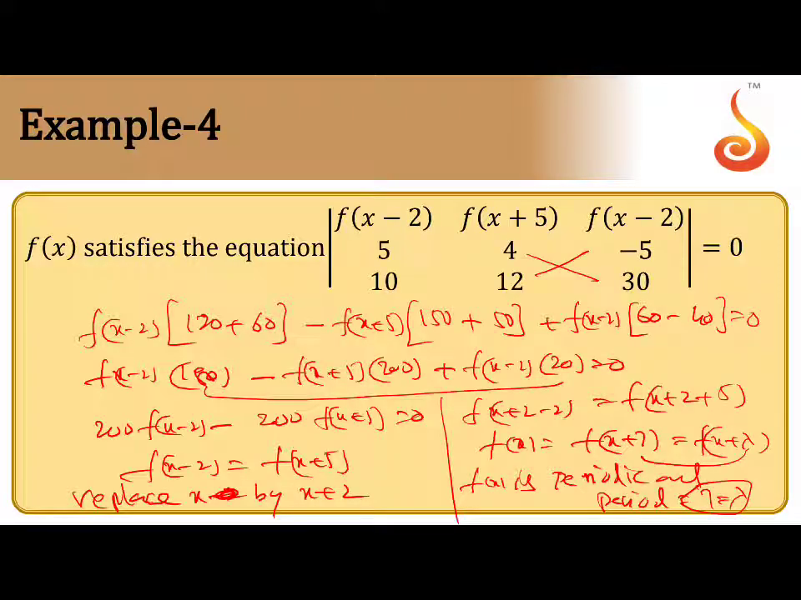So I hope everyone understood. Look at the solution: just expand the determinant and take the relation between x minus 2 and x plus 5. According to the definition, f of x equals f of lambda plus x. You can take x on the left side or right side. But since they are asking for a positive value, you have to eliminate the negative value. Replace x by x plus 2, so the minus 2 will go off and we get f of x in terms of f of x plus lambda. Take that as the period of the function. So I hope everybody understands this. It's a good question.